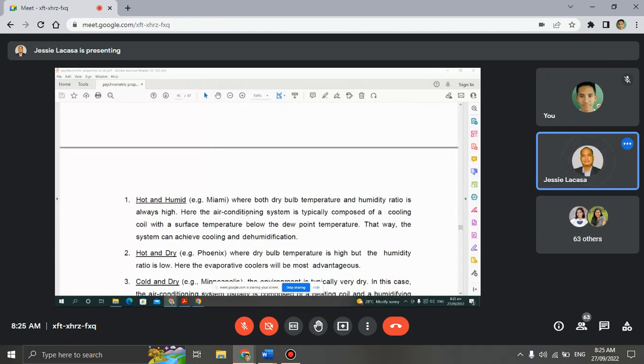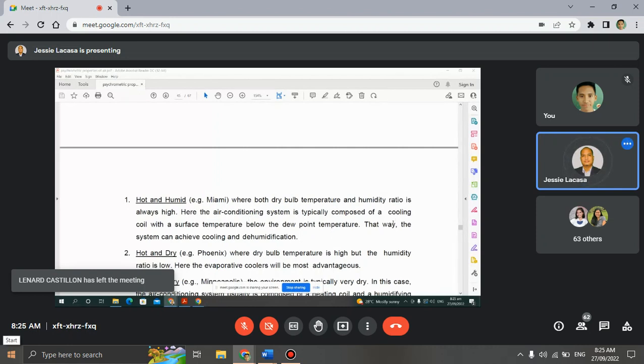Hot and humid, where both dry bulb temperature and humidity ratio are always high, no? Taas ang iyahang temperature sa dry bulb and also the humidity ratio. So, here the air conditioning system is typically composed of a cooling coil with a surface temperature below the dew point temperature.